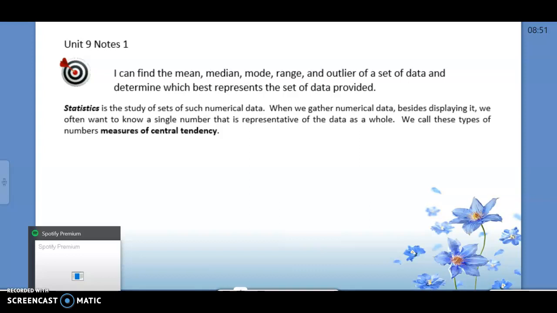All right, so by the end of class today, hopefully you'll be able to find the mean, the median, the mode, the range, and the outlier of a set of data and determine which best represents that set of data. Statistics is the study of sets of numerical data. When we gather numerical data, besides displaying it, we often want to know a single number that represents the data as a whole. We call these numbers measures of central tendencies.